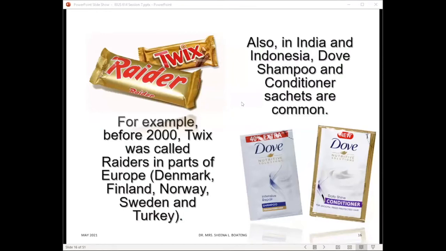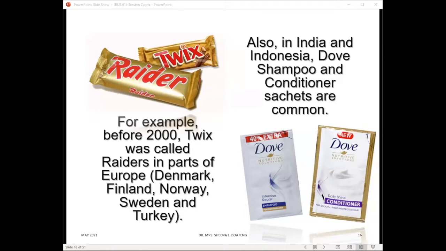So a typical example is this very popular snack that we all consume, known as Twix. In some parts of the world, it is called Radar, right? And was called Radar for a very long time, until recently they decided that, okay, everywhere in the world, it should be called Twix. However, it was the same product in the packaging. The only difference was that in other parts of the world, like in Denmark, Finland, Norway, Sweden, and Turkey, it was called Radiance, but the contents within were the same. So here it's a classic representation of standardizing the core products and then modifying or adapting other product attributes.